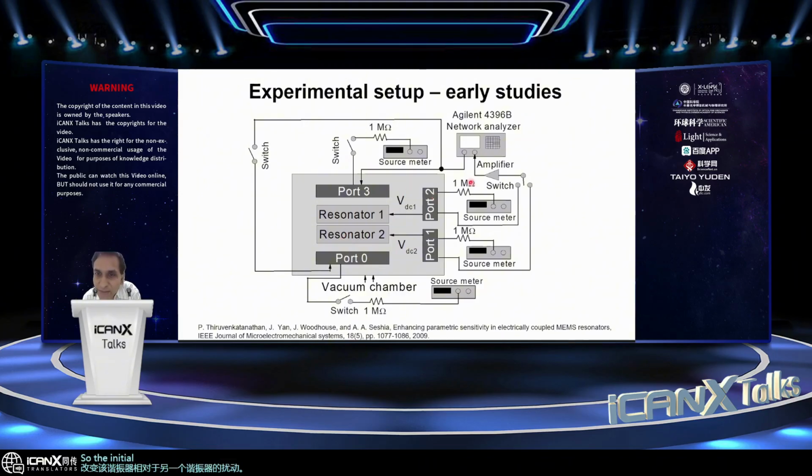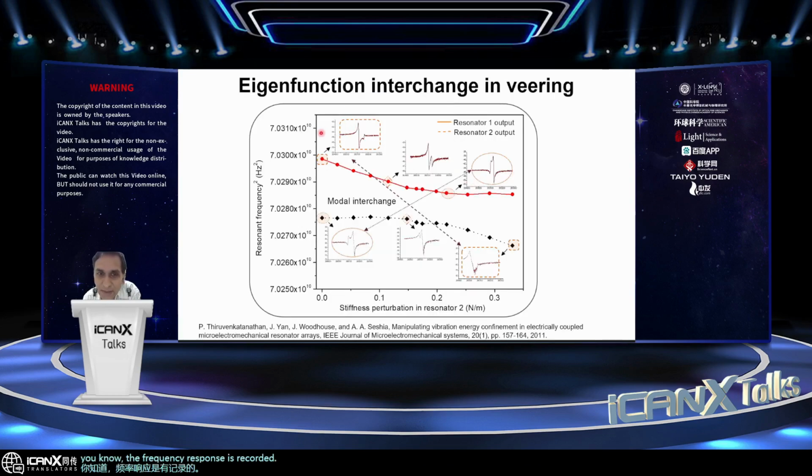So the initial measurements were all done using swept frequency measurements, as shown here, using a network analyzer. And the frequency response is recorded. This is an example of an experimentally recorded veering plot, which Pradyumna at the time recorded. So one of the first records of this sort of mode swap that you see that is associated with the veering phenomena, and an experimentally mapped out zoom in of that veering zone.